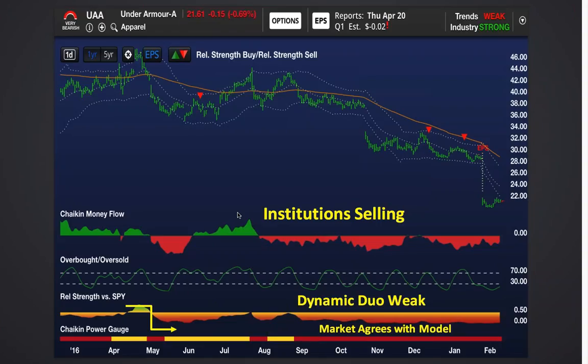Now on the downside, you had a bearish personality change in Under Armour back here in May. Power gauge rating's been bearish on Under Armour for well over a year and a half.